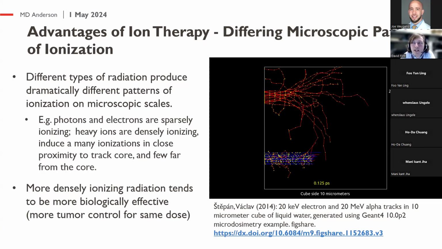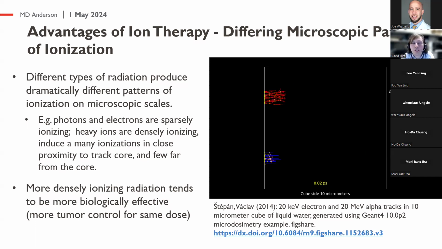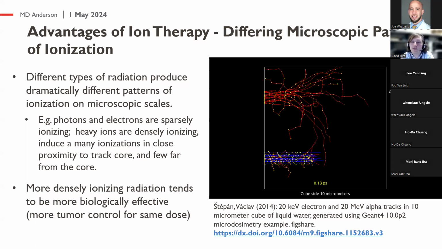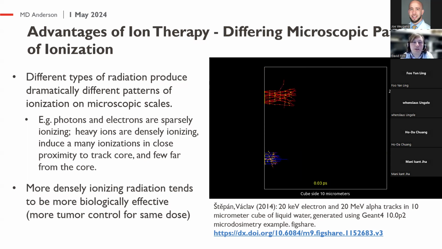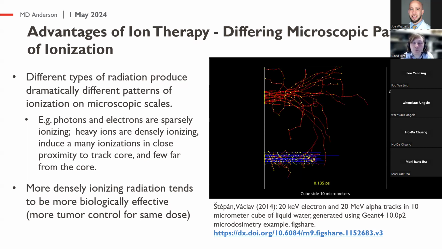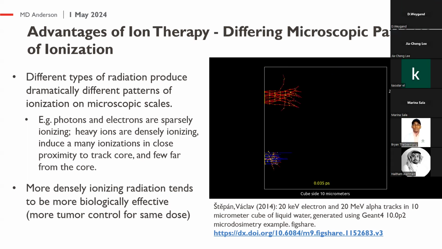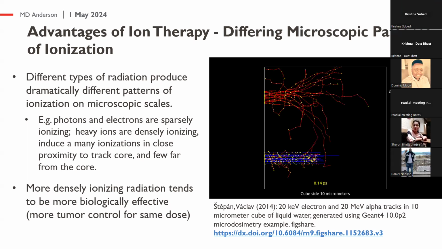But there's another main advantage of ion therapy, and it comes about as a result of the fact that different types of radiation produce different patterns of ionization on a microscopic scale. So photons and electrons are sparsely ionizing compared to heavier ions, which are much more densely ionizing. What I mean by that is that heavy ions produce many ionization events in close proximity to one another.